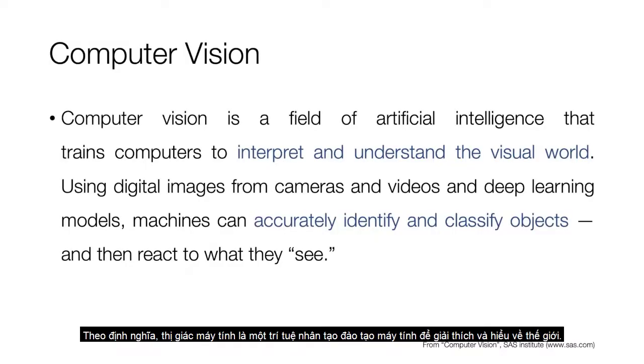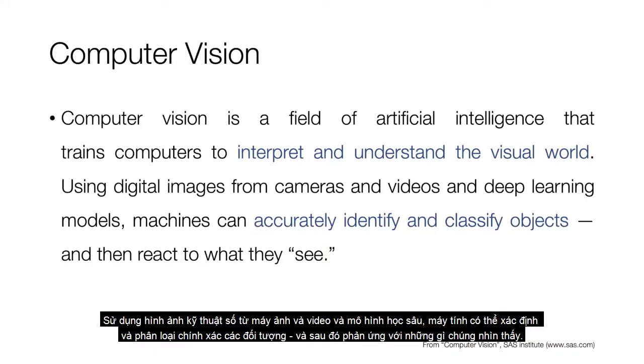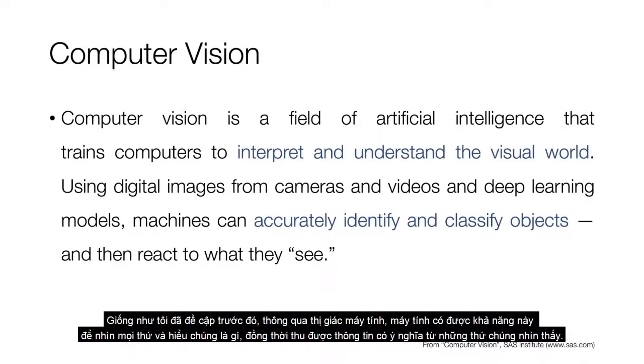By definition, computer vision is a field of artificial intelligence that trains computers to interpret and understand the visual world. Using digital images from cameras and videos and deep learning models, machines can accurately identify and classify objects and then react to what they see. Like I mentioned earlier, through computer vision, computers gain this ability to see things and understand what they are and to derive meaningful information about the things that they see.